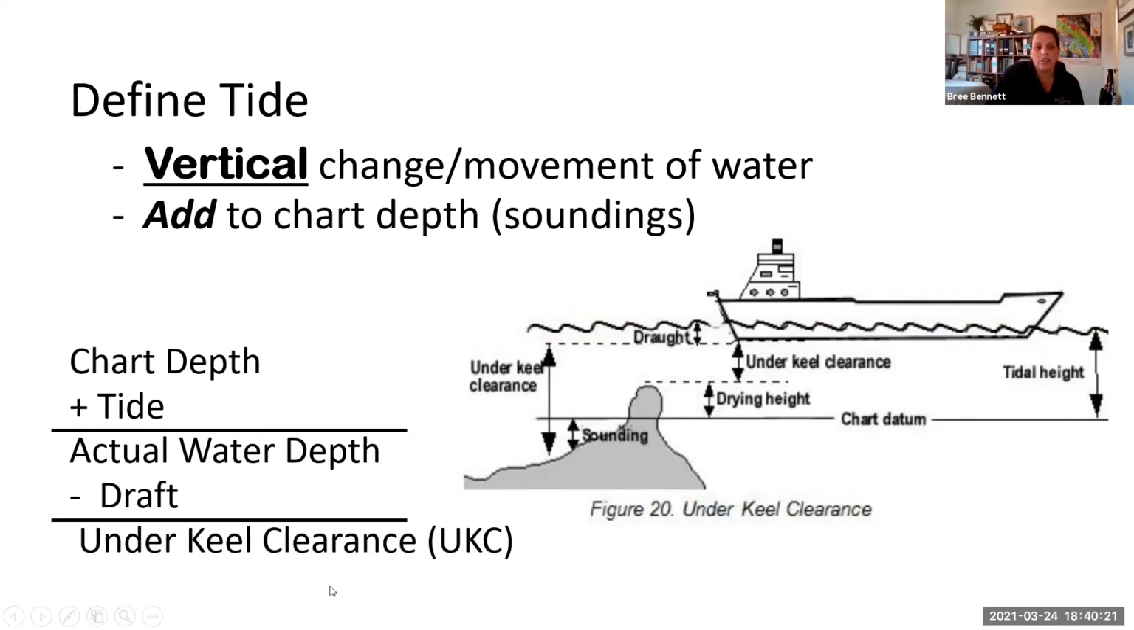So we have a little equation here, if you will. Our chart depth plus the tide equals the actual depth of water. And then if we minus our draft, so draft is the amount of the boat that is submerged in the water, then we get our under keel clearance. So that is what's driving us in our navigating when we're looking at depths of water.